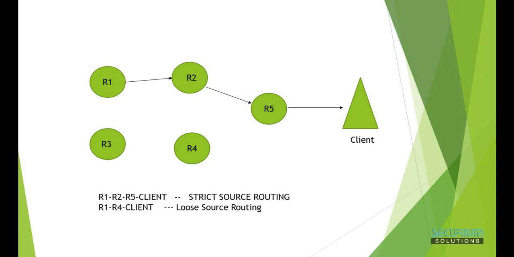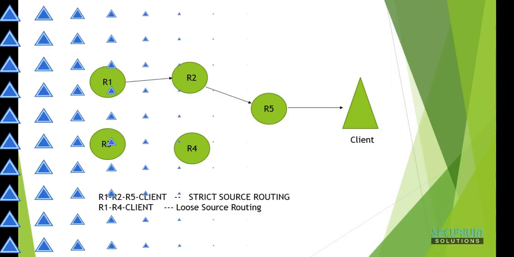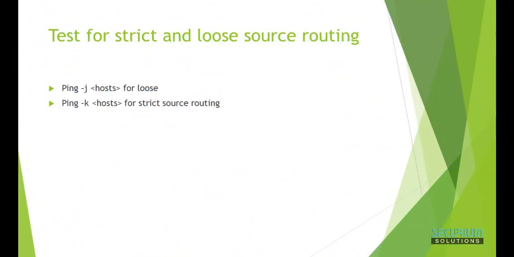Mentioning each router in the path is strict source routing, and mentioning only a few routers in the path is loose source routing. Okay, so we need to check this, and you can perform this command using your command prompt, with -j for loose source routing and -k for strict source routing. So you need to mention your host, and it will clearly show whether this device is going on with strict source routing and loose source routing. So now it is very easy.